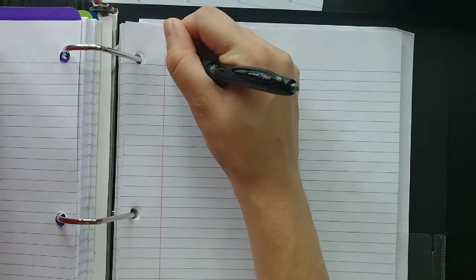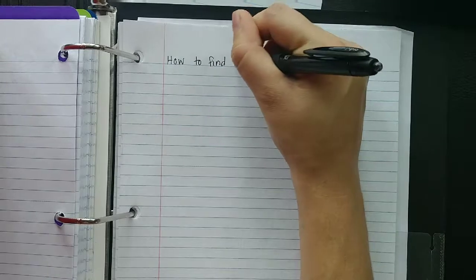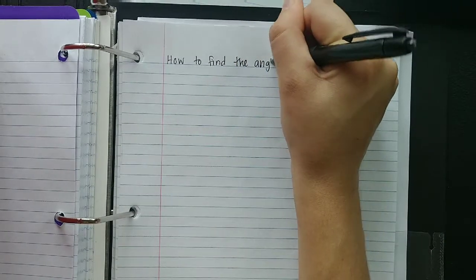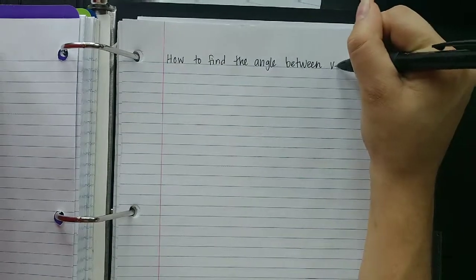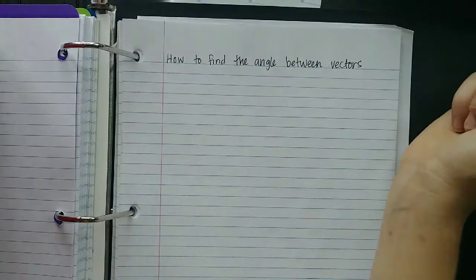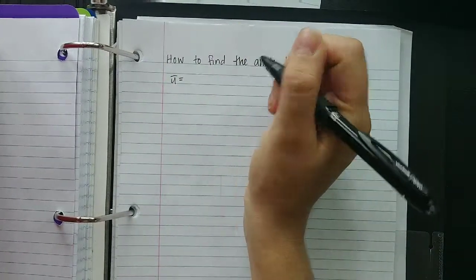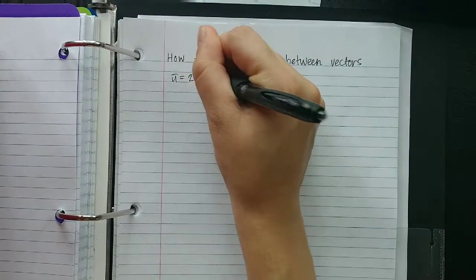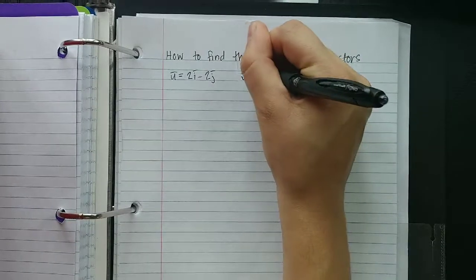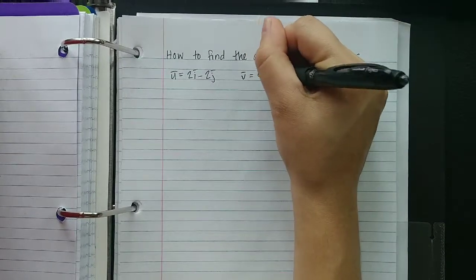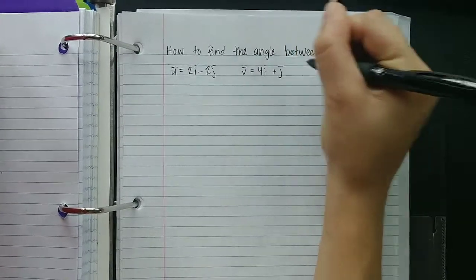Hello everyone, so this video will show you how to find the angle between two vectors. And the vectors given in this problem will be in component form. So if you need a video where you just are given a vector on a graph, I can do that as well. But today we'll start with u as our vector, and in component form it's 2i minus 2j. And our second vector will be v, 4i plus j.